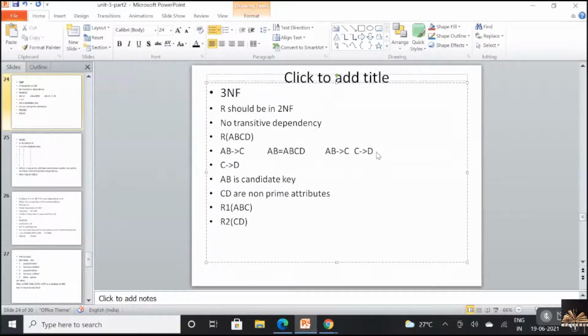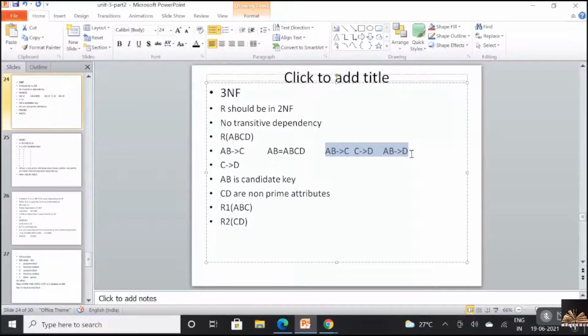And using these two relationships, I can say AB implies C. Sorry, D. AB implies D. So using 1 and 2, I can directly say that AB is implying D. So this is the concept of your transitive dependency.